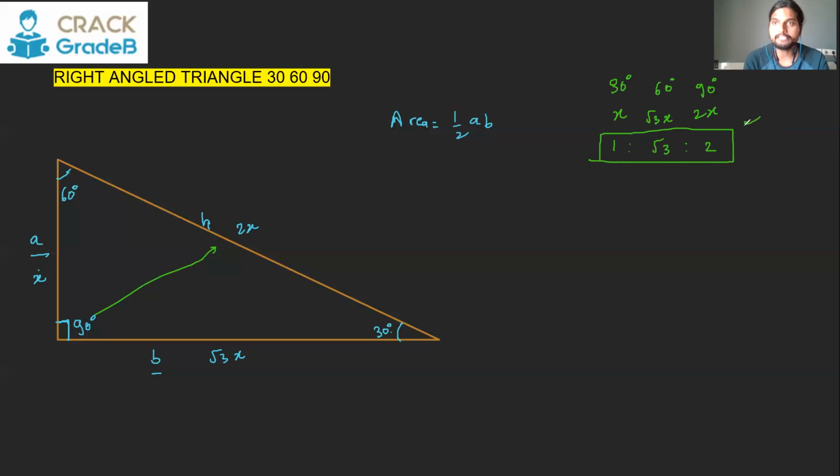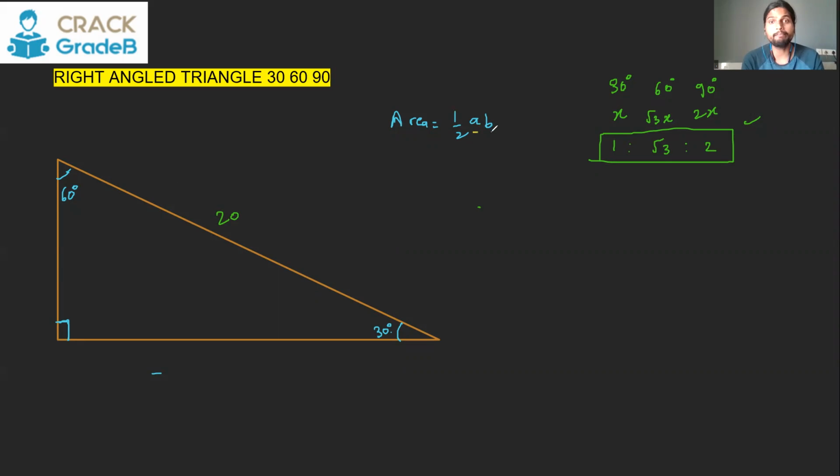You must know this ratio already, because sometimes it might happen that they give you a right angle triangle like this. A right angle triangle is given with the angles as 30, 60 and 90. And they don't give you the height and breadth. They just give you the hypotenuse. They just give the length of the hypotenuse as, say, 20. And they ask what is the area of this triangle.